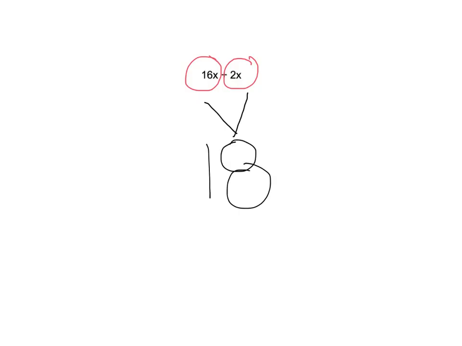This time I have 16x plus 2x. 16 has an x behind it, so does the 2x, so I don't need to rewrite this one. 16 plus 2 is 18, and you keep the variable of x, and you're all done. 16x plus 2x equals 18x.